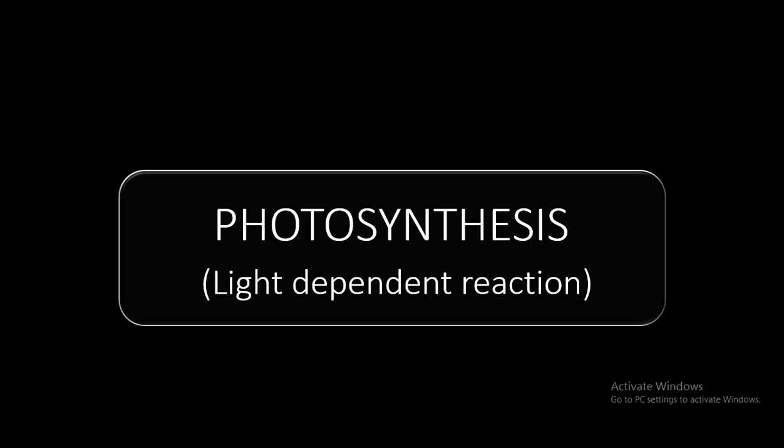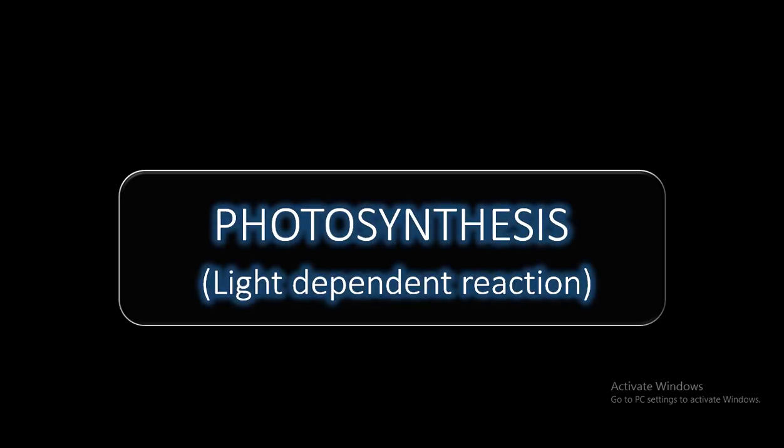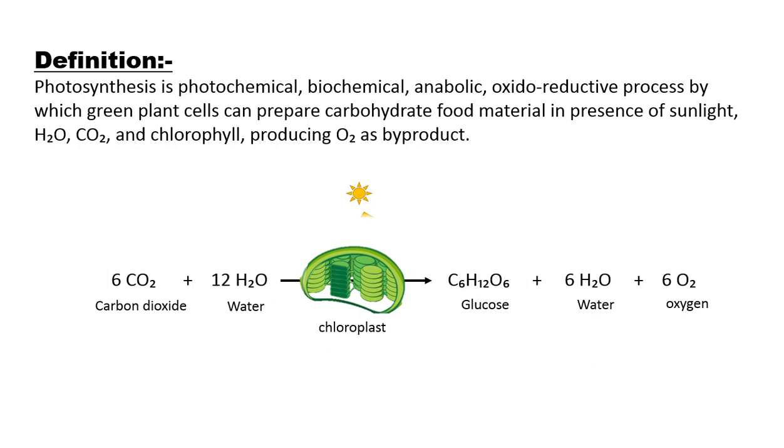So today's topic of discussion is the photosynthesis light dependent reaction. Now, what is photosynthesis? Photosynthesis is the photochemical, biochemical, anabolic oxidoreductive process by which the green plant cell can prepare carbohydrate food material, mainly glucose, in presence of sunlight, water, carbon dioxide, and chlorophyll, producing O2 as the byproduct.